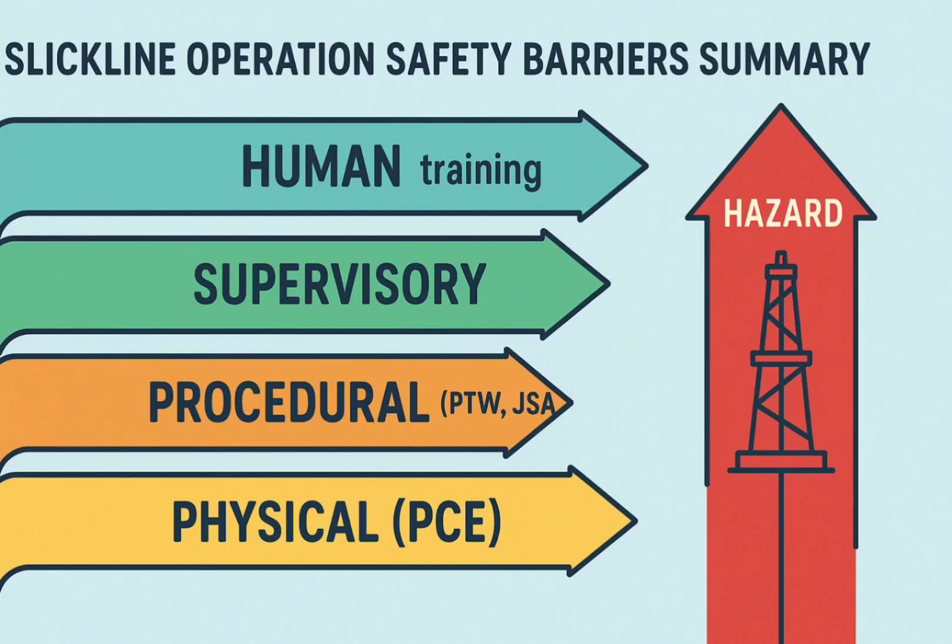Physical barriers. Physical barriers are the hardware and equipment that prevent direct exposure to hazards. They are the most visible and immediate protections in the operation. Key physical barriers include pressure control equipment (PCE), such as stuffing box, lubricator, tool catcher, and check valves, which contain well pressure and prevent release of fluids or gas.